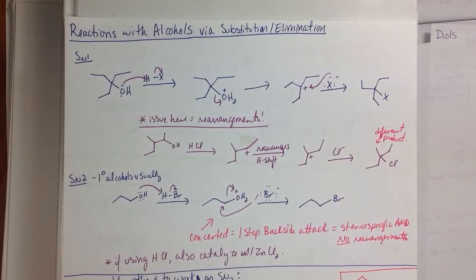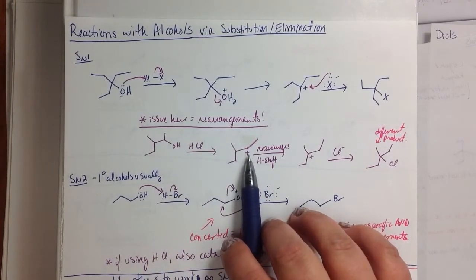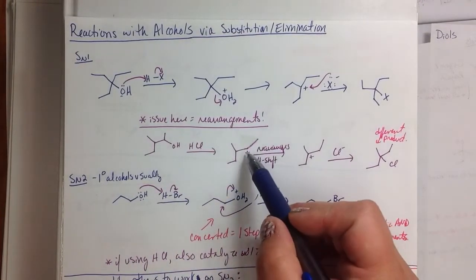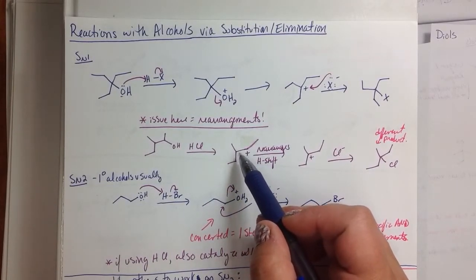But the problem with this type of thing is that you can have things rearranged, because anytime you go through a carbocation, you can have rearrangements. So let me stress that again. Anytime you have an SN1 or you go through a carbocation in the mechanism, you can have rearrangements of that molecule. So here's an example. Once we hit this with HCl, you end up with a positive charge right here. Well, this is a secondary carbon, and right next door, there's a tertiary carbon.